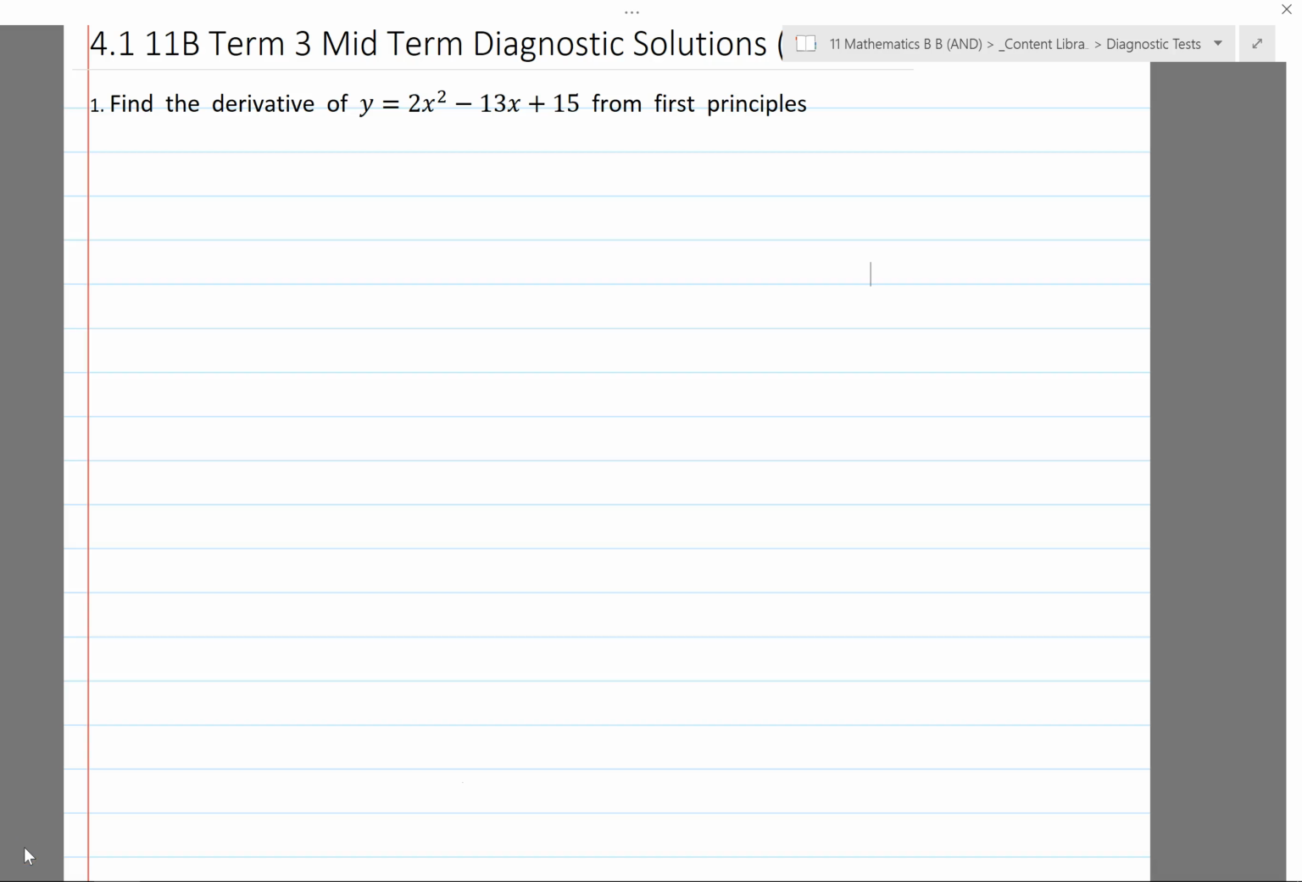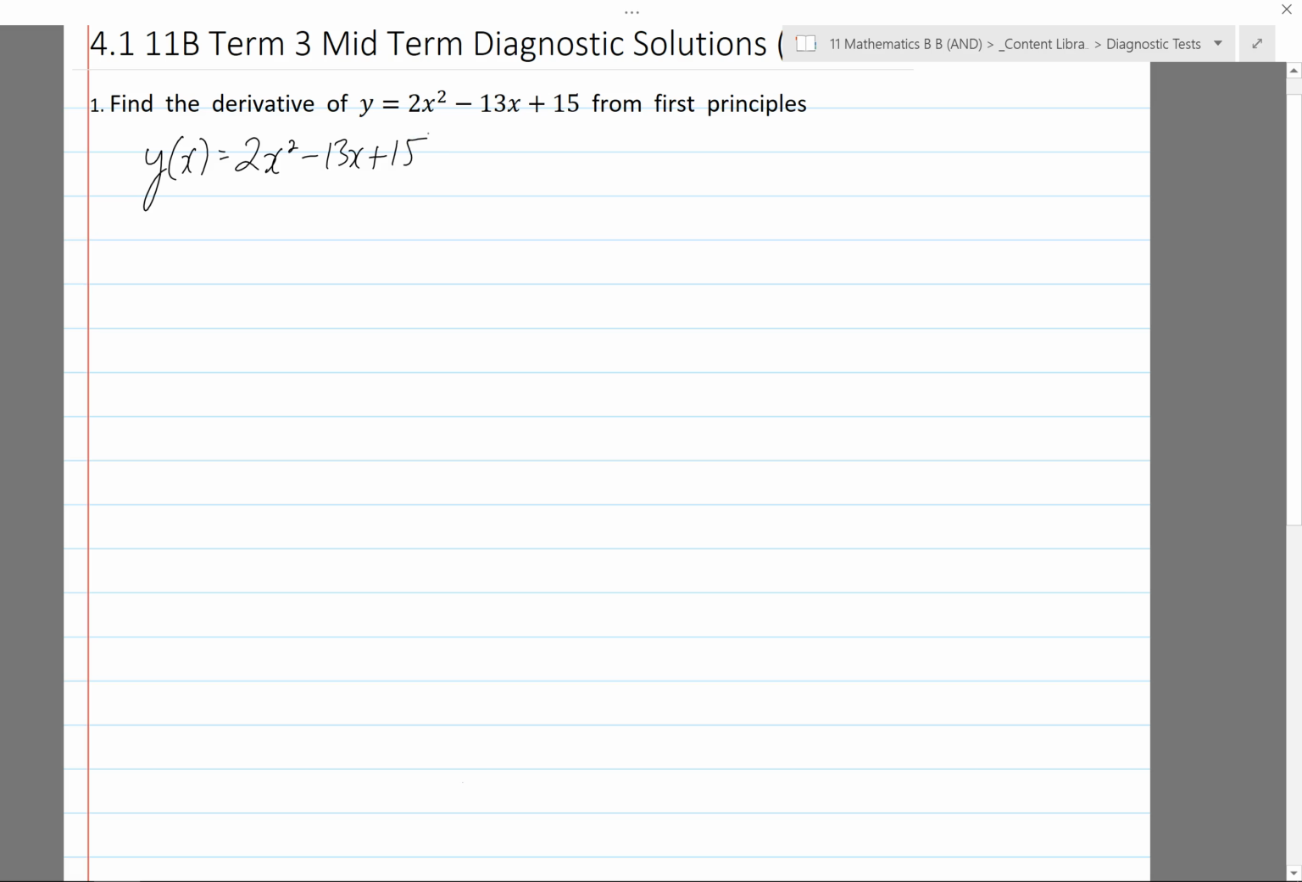Solutions to term 3 midterm. So let's have a look. I've got a function y equals 2x squared minus 13x plus 15, and I want to differentiate it from first principles. So I'm going to recognize that this is really y of x is 2x squared minus 13x plus 15.